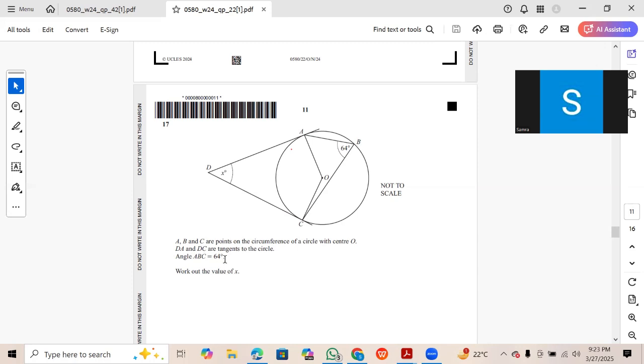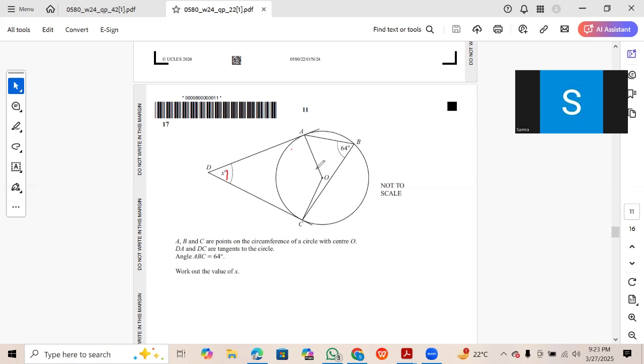DA and DC are tangents to the circle. So DA and DC, these are tangents to the circle. Angle ABC is equal to 64 degrees. So angle ABC, this is 64 degrees. Work out the value of x. So here is x. We need to find the value of this x.